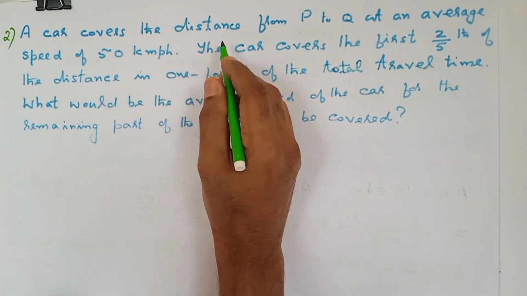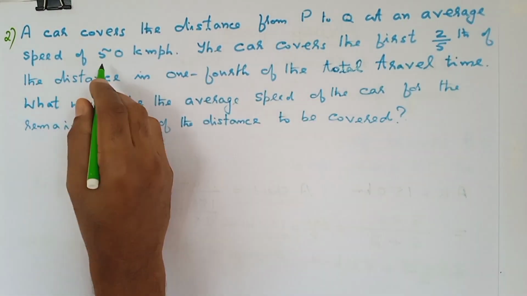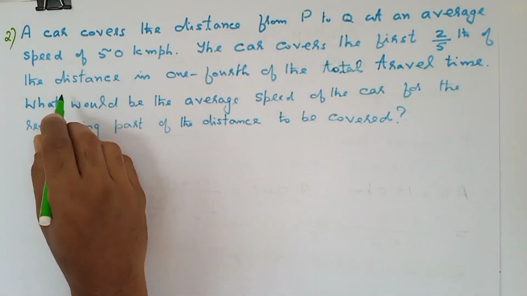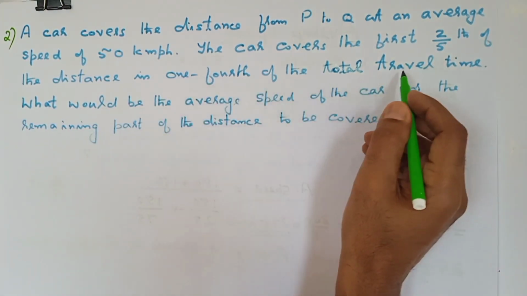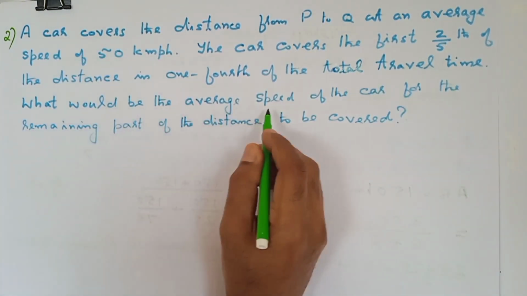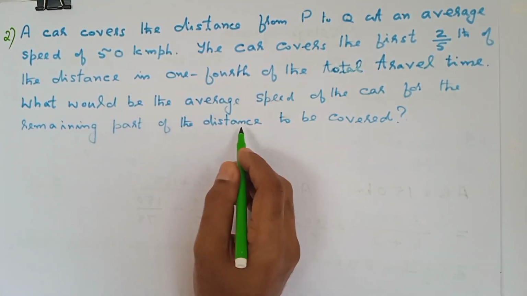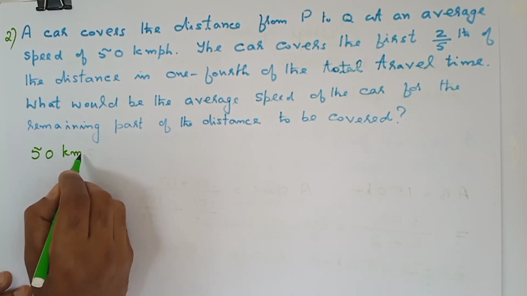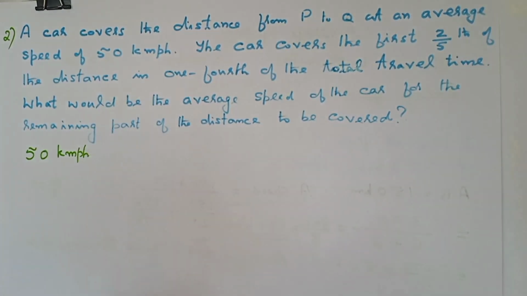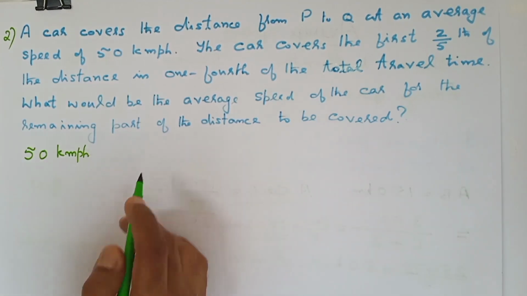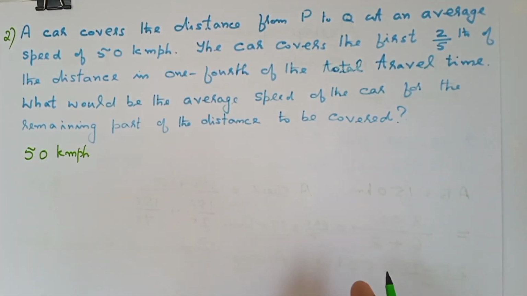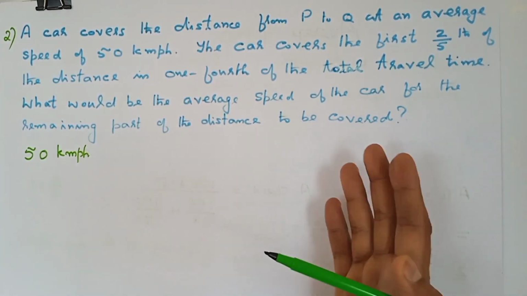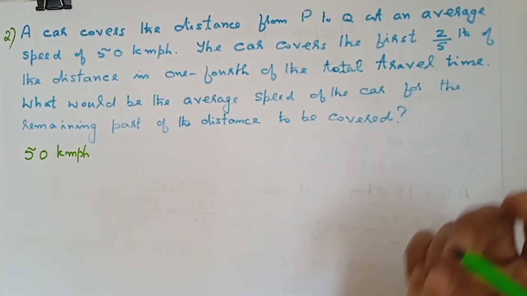A car covers the distance from P to Q at an average speed of 50 km per hour. The car covers the first 2/5 of the distance in 1/4 of the total travel time. What would be the average speed of the car for the remaining part of the distance to be covered? Here we know the speed of the car, 50 kilometers per hour. What about the time it takes to move from P to Q? Not given. So you can assume it to be some variable, or you can take a convenient number to ease calculation, because finally you are not finding the time, you're finding something else like average speed.